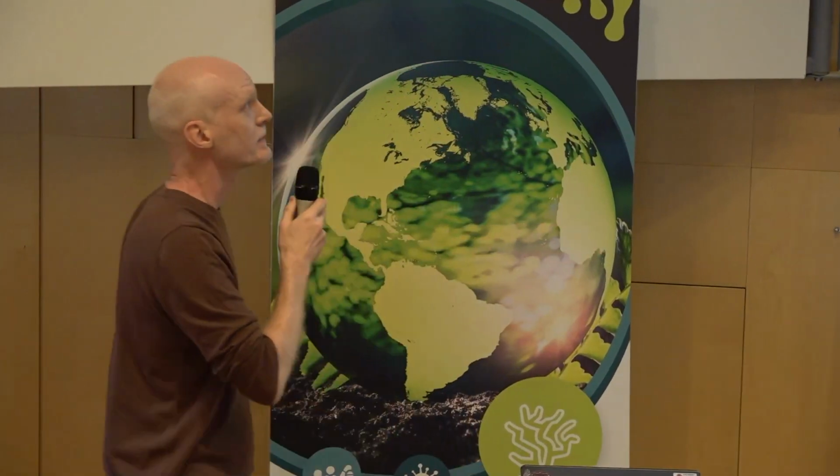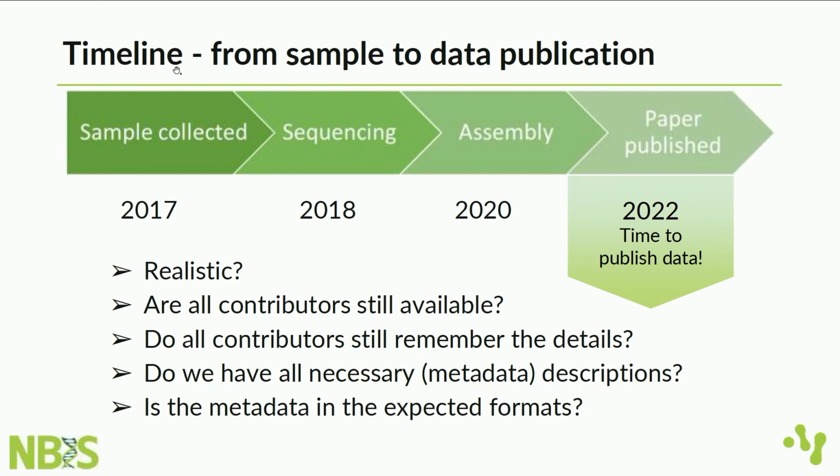So let's take a look at the timeline from sample to data publication. You collect your samples. Let's say this is a phony example, but it could be somewhat realistic, right? You collect your samples in 2017. You do your sequencing in 2018, the year after. Two years later, the assembly is finished, right? Ta-da. And then two years after that, the paper is published. It's been through revisions. It's finally been accepted. It's out. It's in print. Yeehaw. We did it.